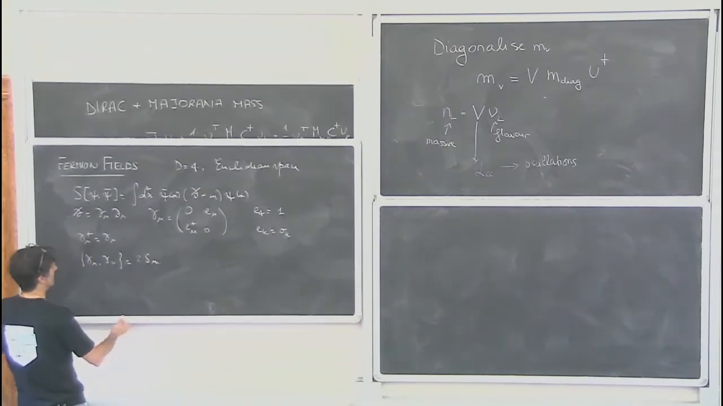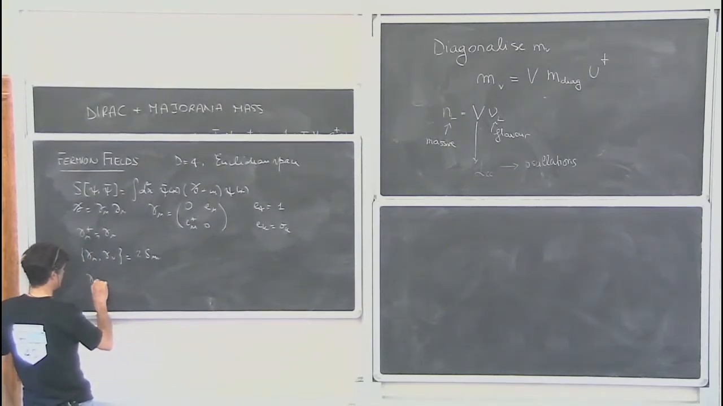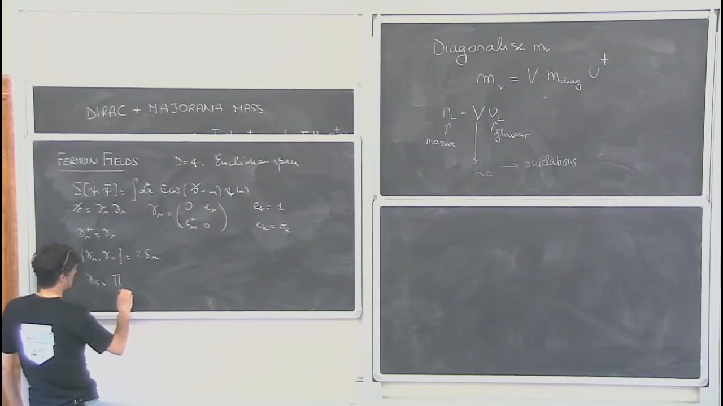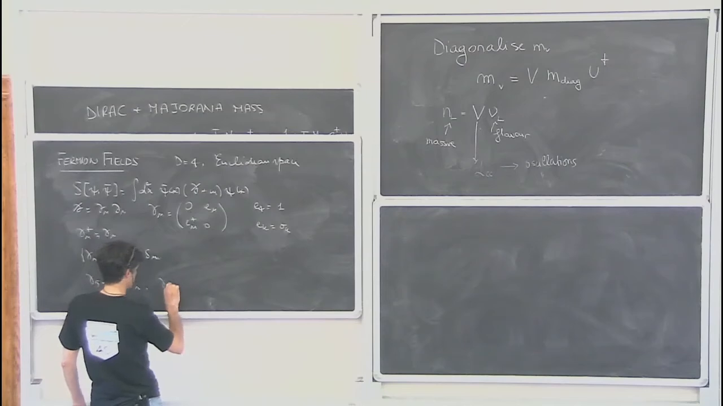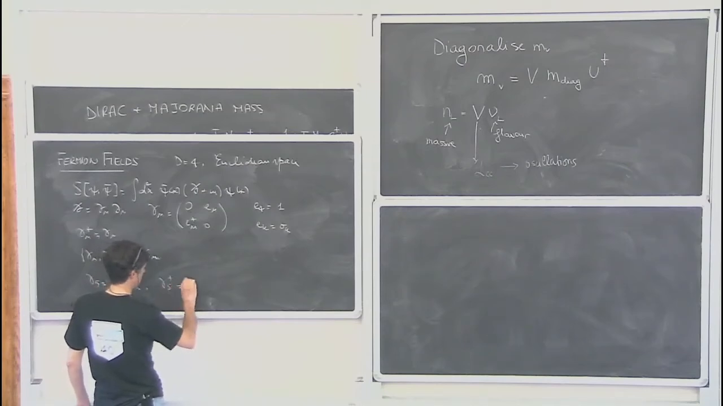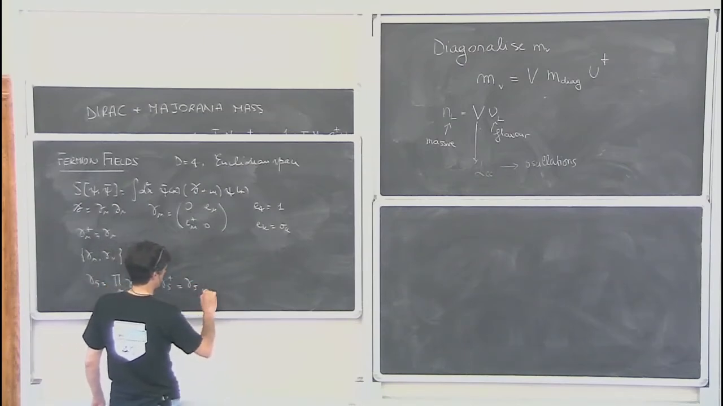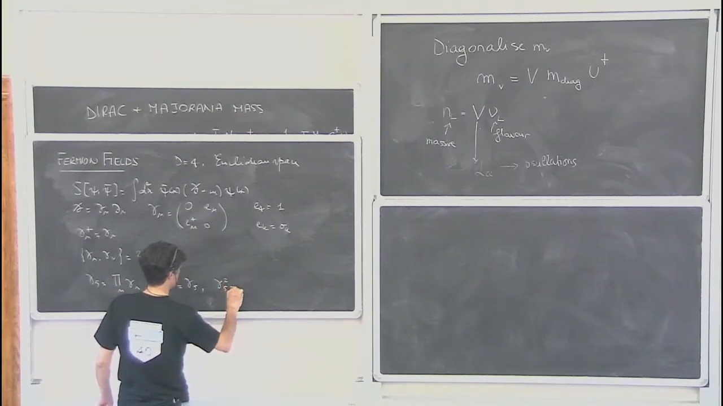We can define a gamma 5 matrix, which is just the product over mu of gamma mu's, and then gamma 5 is also Hermitian, and gamma 5 squared is equal to 1.